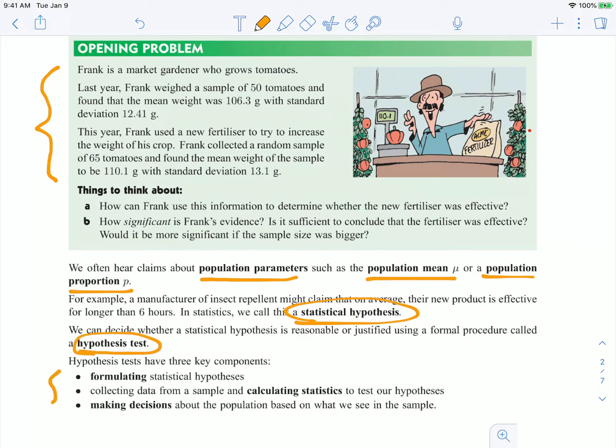So here are the three components that you'll need for hypothesis testing. You're going to formulate a stats hypothesis, you're going to collect data from a sample and calculate the stats to test our hypothesis, and then make a decision about the population based on what you see in that sample.